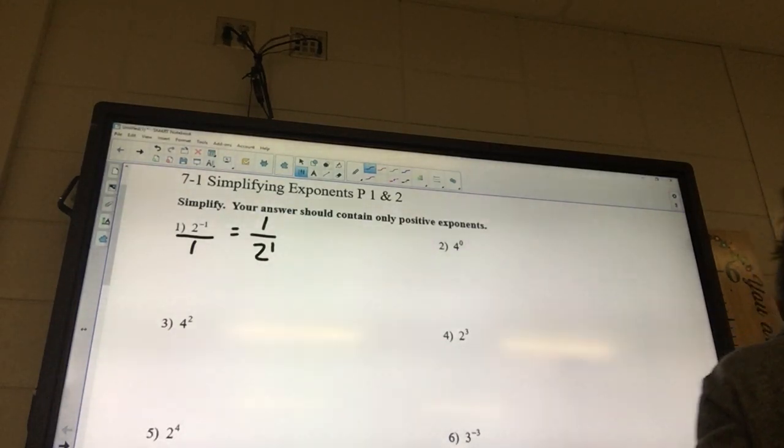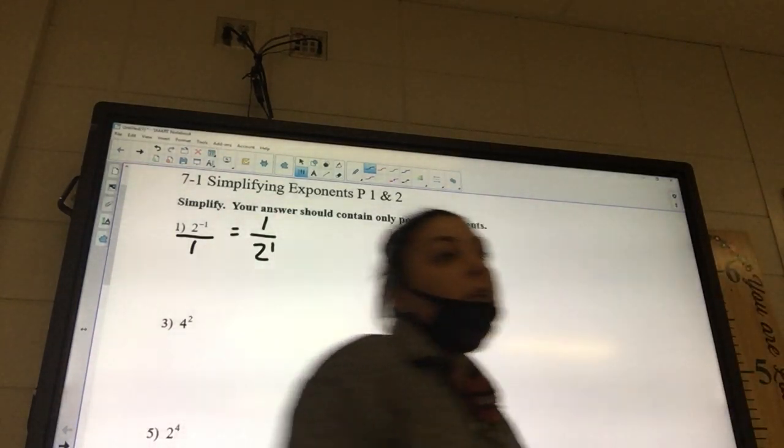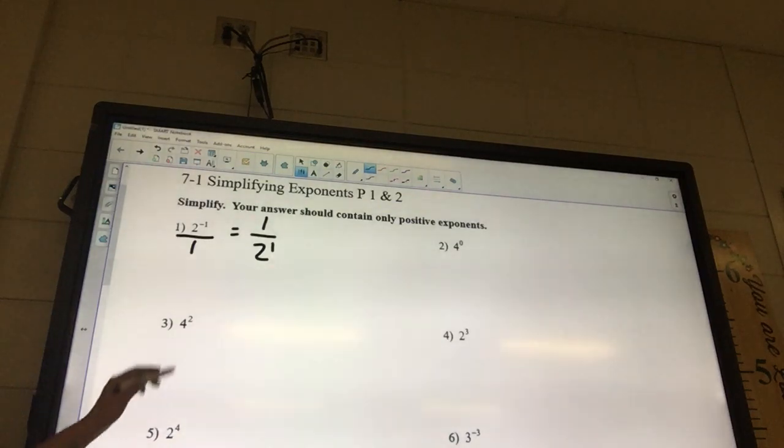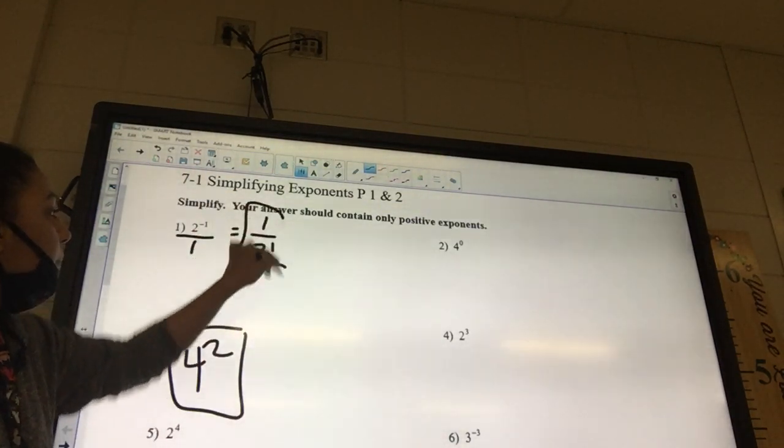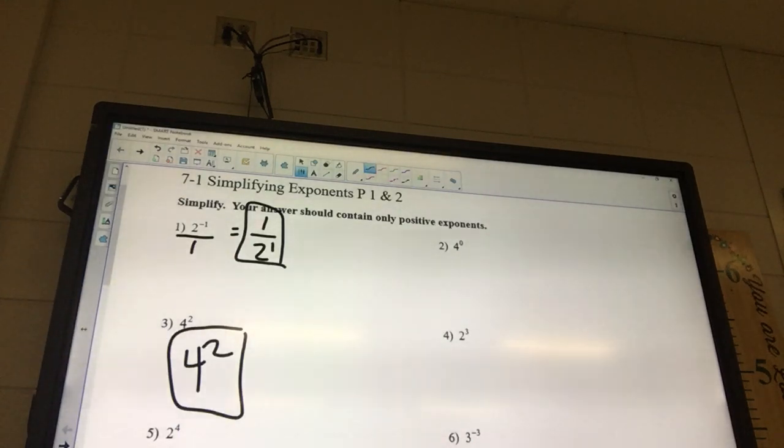Okay, 4 to the 2 power. Does it have any negatives? No, so we leave it the way it is. What is 4 squared? Is it 8? Close. 16. Okay, but we don't write 16 because 16 would be solving, and we're just simplifying. So you're just going to leave it as 4 squared.